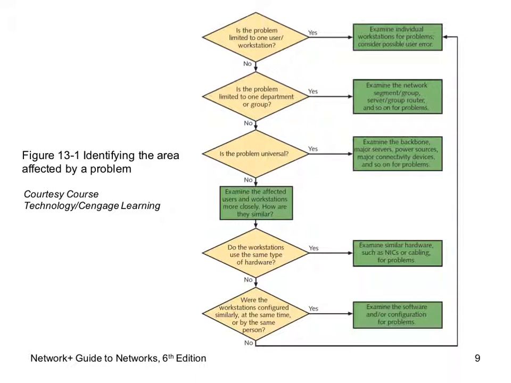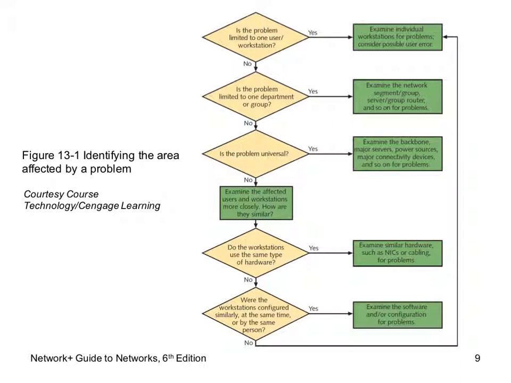Is the problem limited to the department and one group? Yes. Examine the work group segment, server, group, router. If it's no, is the problem universal? We'll say no. Examine the affected user and workstations more closely. How are they similar? Do the workstations use the same type of hardware? We'll say yes. Let's look at the NIC cards, the cabling, and things like that for problems.